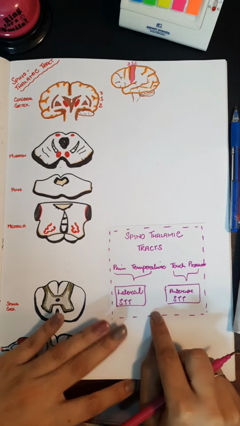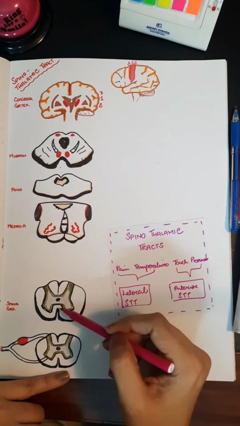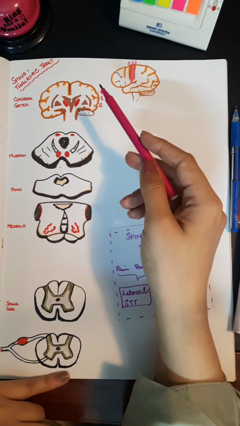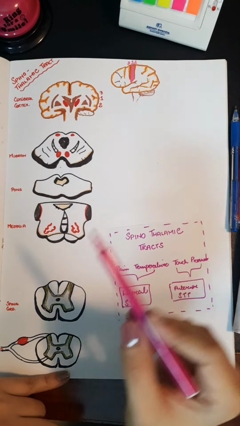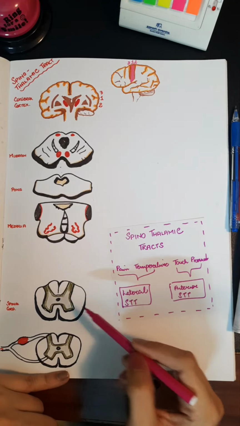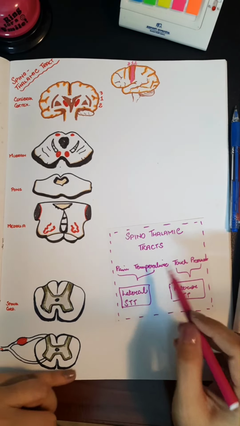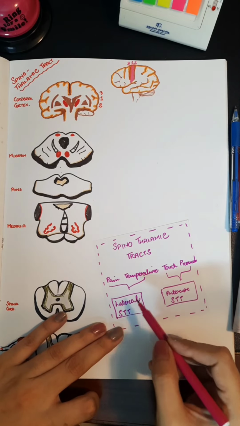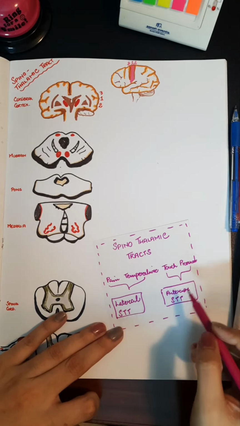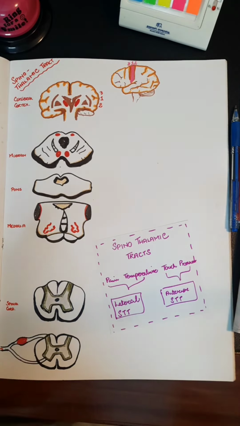The two spinothalamic tracts have almost the same pathway when they go from the spinal cord to the brainstem to the cerebral cortex, apart from few differences. The first obvious difference is in their location in the spinal cord, which we will see later. And the second difference, as we have already discussed, is in the modality that they carry. Since the lateral spinothalamic tract carries pain and temperature sensation, the anterior spinothalamic tract carries the touch and pressure sensation.